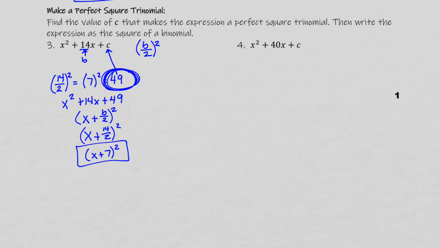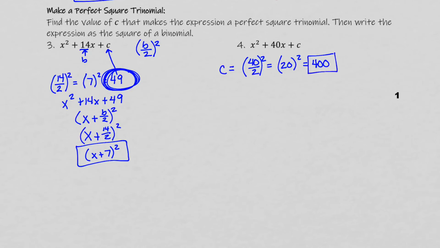Okay, so it wants both of those things. It wants what c would be, and it wants that binomial squared. Okay, in number 4, we can leave out a few of my steps. I wrote some extra stuff in number 3, but let us do this. So we want c to equal b divided by 2 squared. All right, so b divided by 2 is 20, and that being squared is going to give us 400.